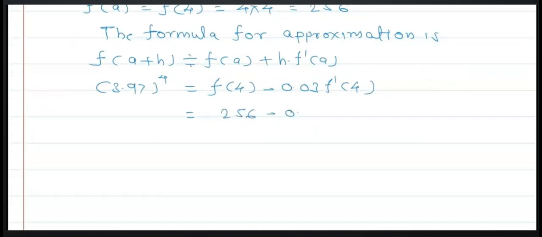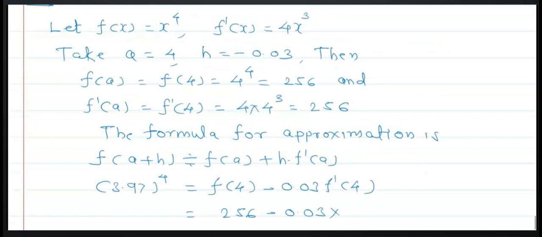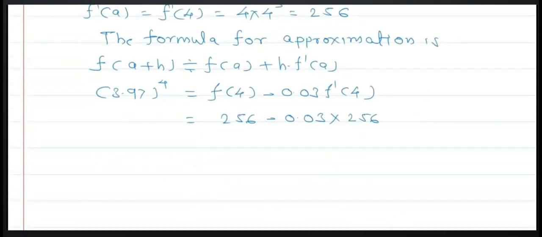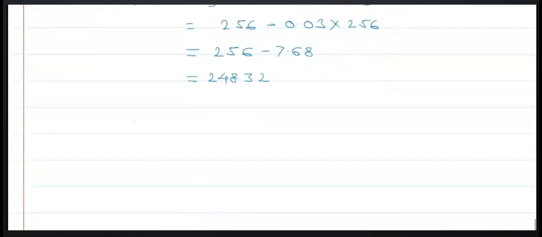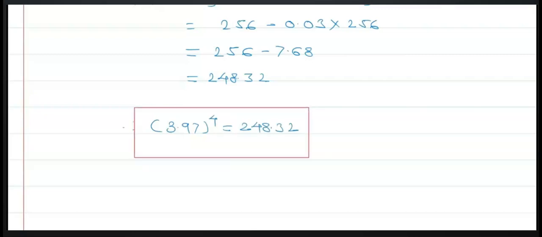That is 256 minus 0.03 into 256. That is equal to 256 minus 7.68. Therefore, the answer is 248.32, and that's why 3.97 bracket raised to 4 is equal to 248.32. This is the answer.